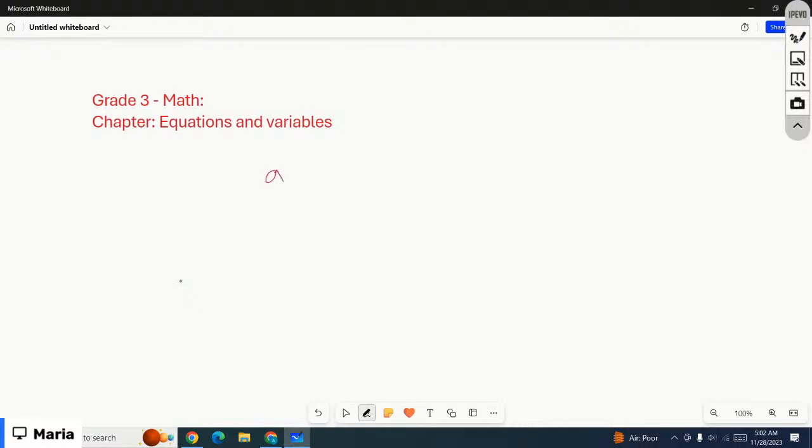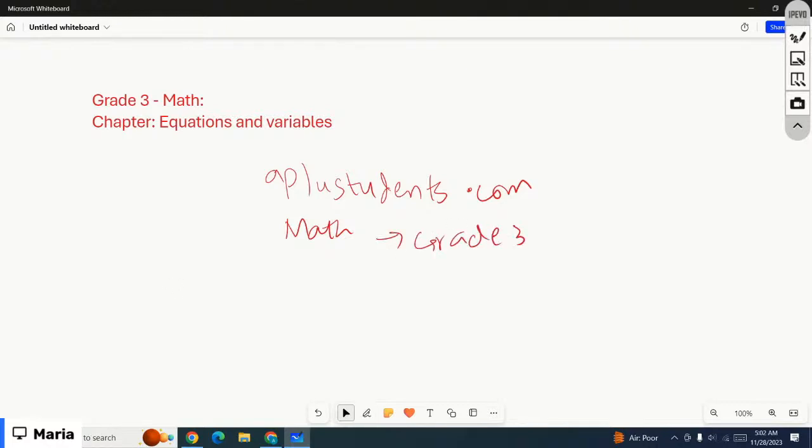You can find all the lessons on aplusstudents.com. You have to log in there using your email address, and the password is provided by the administrator. Then you have to select math from the subject tab. Scroll down to grade 3 and then click on view all lessons. There you can find a list of the chapters. We're going to start with the chapter equations and variables. So let's just start with the lesson.